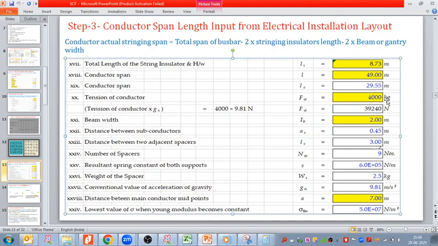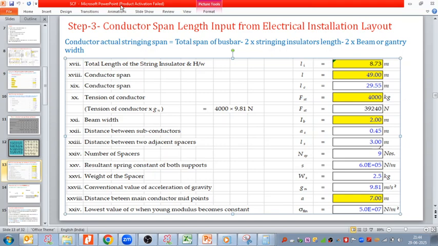For the tension of conductor, we first perform the sag tension calculation, and based on the value of tension we have obtained, we perform the calculation. But in the later stage when we calculate FES, the value obtained in the sag tension we have to consider in the FES.